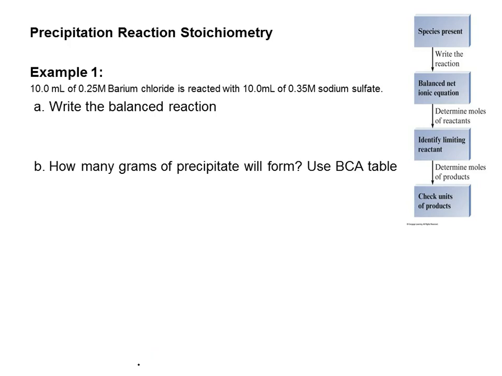Okay, so now from here, let's do a little bit of review of stoichiometry, some precipitation reaction stoichiometry. We will be writing net ionic equations here, so you see more practice with that. This is out of your textbook. It's a nice flow chart of the process that you go through for stoichiometry and review. So let's look at this example. We've got 10 milliliters of 0.25 molar barium chloride. Remember that molarity is moles divided by liters. It's going to be important there. It is reacted with 10 milliliters of 0.35 molar sodium sulfate.